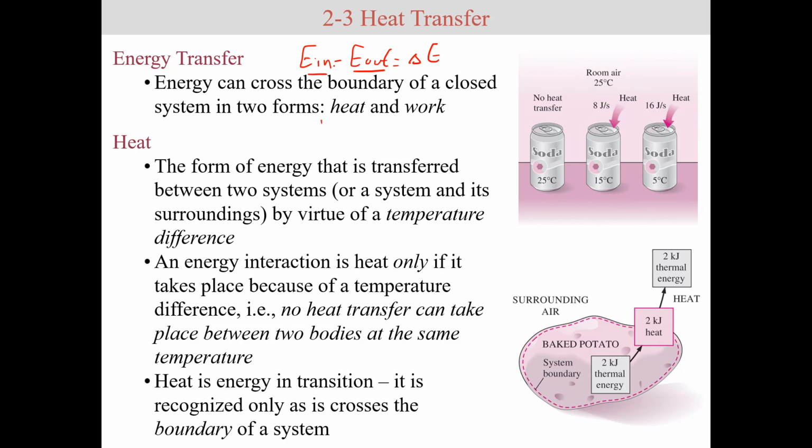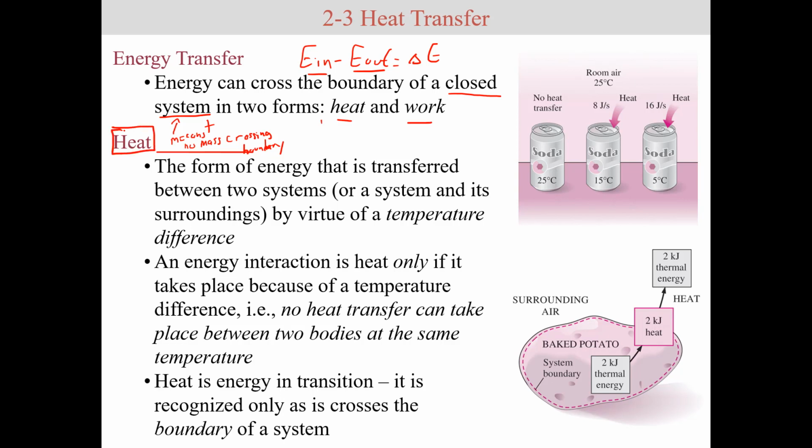Remember, a closed system, by definition, means the mass is constant. So no mass crossing the boundary. That's for a closed system. An open system has mass crossing the boundary. A closed system has no mass crossing the boundary. So energy transfer through a closed system only occurs by heat and work. So let's look first at heat.